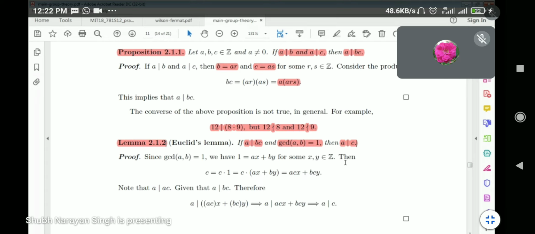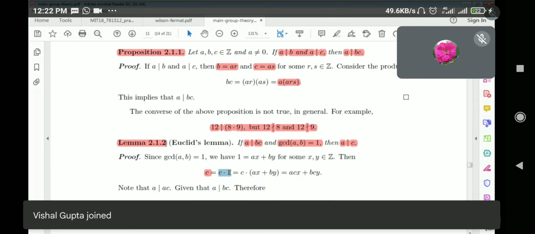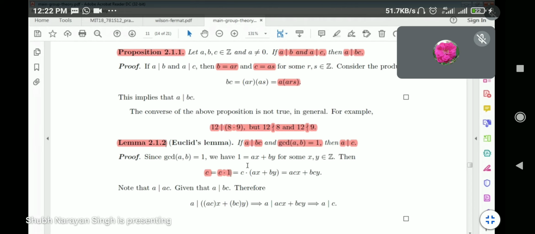Then what I write here, then I consider the term C, and because C is an integer, C can be written as C times 1, and in place of 1, because 1 can be written as ax plus by, just replace 1 by ax plus by. So I got this sentence, and then just remove the bracket, then we can write acx plus bcy.